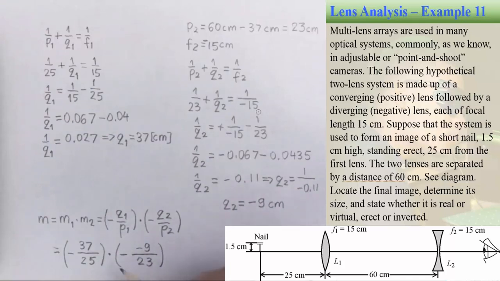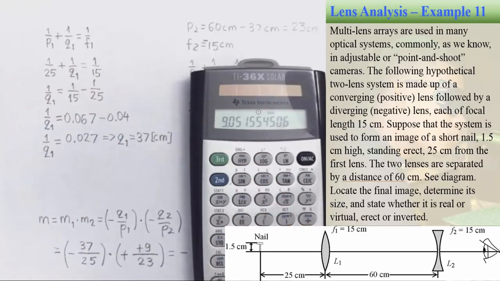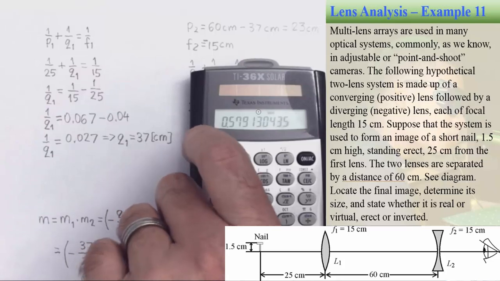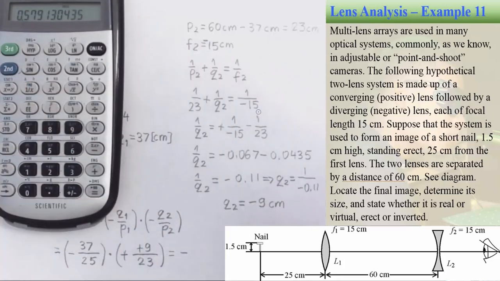So these two negative signs will turn into positive signs. So we're going to have as a final value the sign minus. And let's do this math here. So we have 37 times 9 over 25 over 23. We're getting the value of minus 0.58.